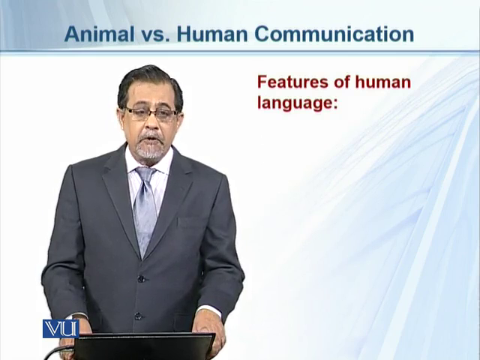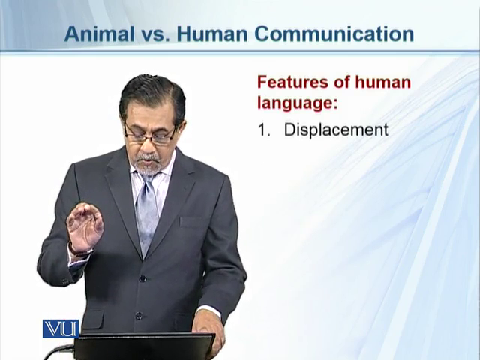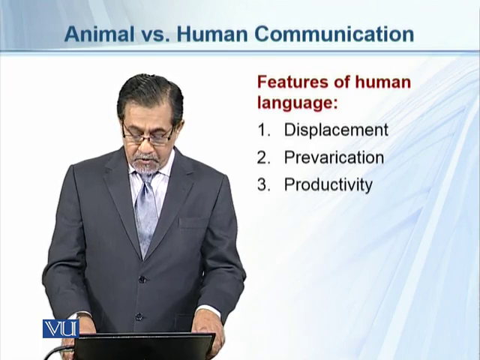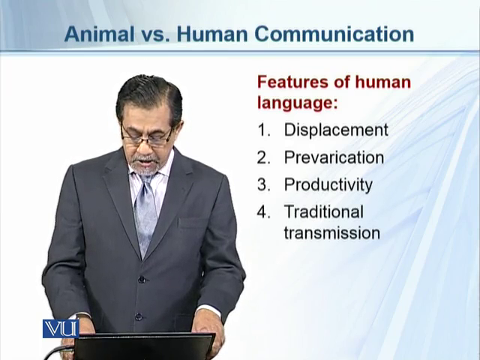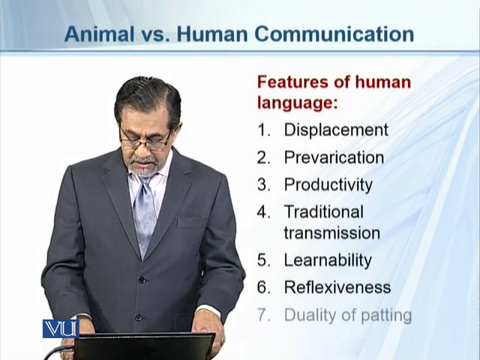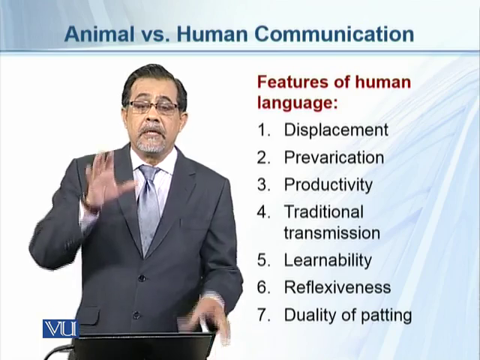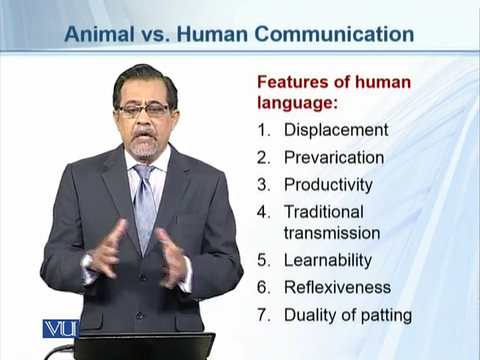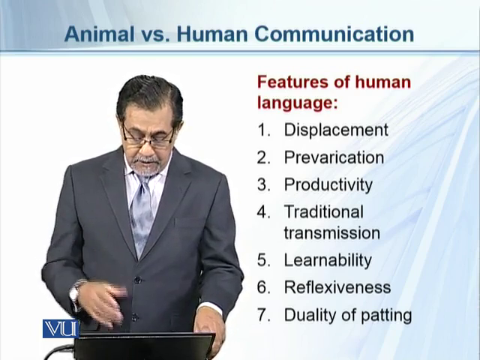So, features of human language: number 1, displacement; number 2, prevarication; number 3, productivity; 4, traditional transmission; learnability and reflexiveness; and duality of patterning. These are the features which are exclusively used by human beings, not by any other animal.